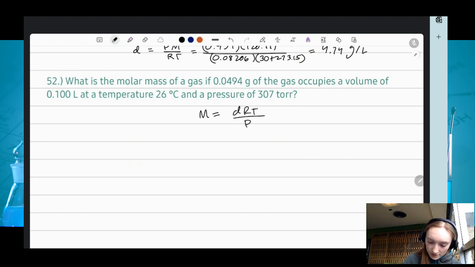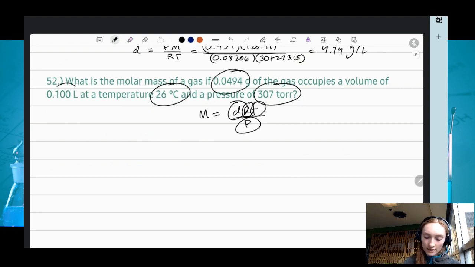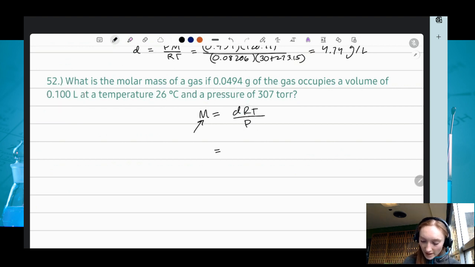We're given the temperature right here. We're given the pressure right here. We know the R constant, that's just a constant value. And we have the density because we can divide the grams and the volume, because density is mass over volume. So that's where the density can come from, and then we will figure out the molar mass from calculating that all out. So let's write down all of those values. First let's write down the d. d is mass over volume. So it's 0.0494 grams that we're working with within a 0.100 liter volume.